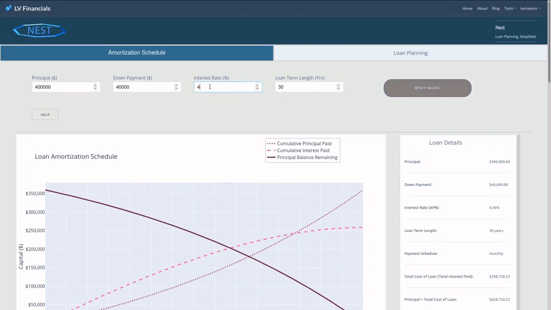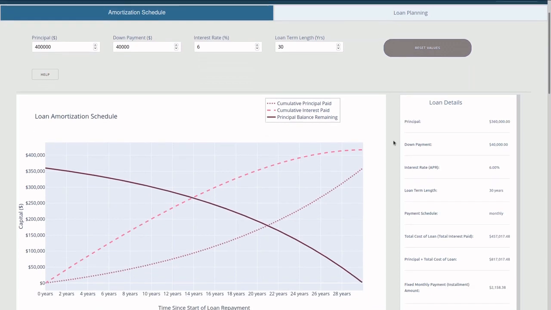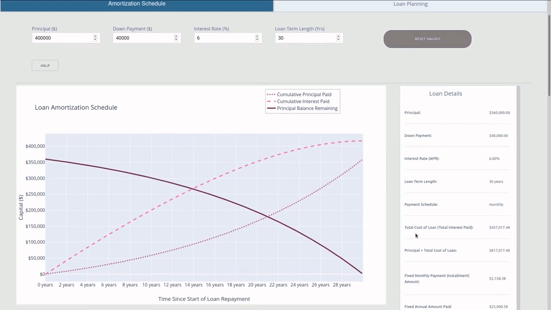However, let's play with the interest rate to see what happens if we increase this to 6%. Now when we scroll down, you can see that the total cost of the loan has gone up to $457,000, which is much higher than the actual cost of the home.